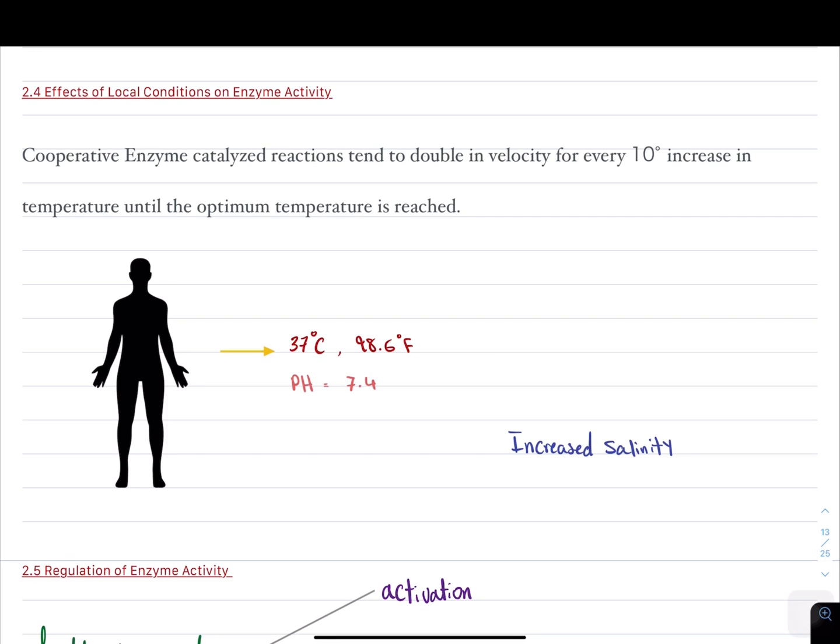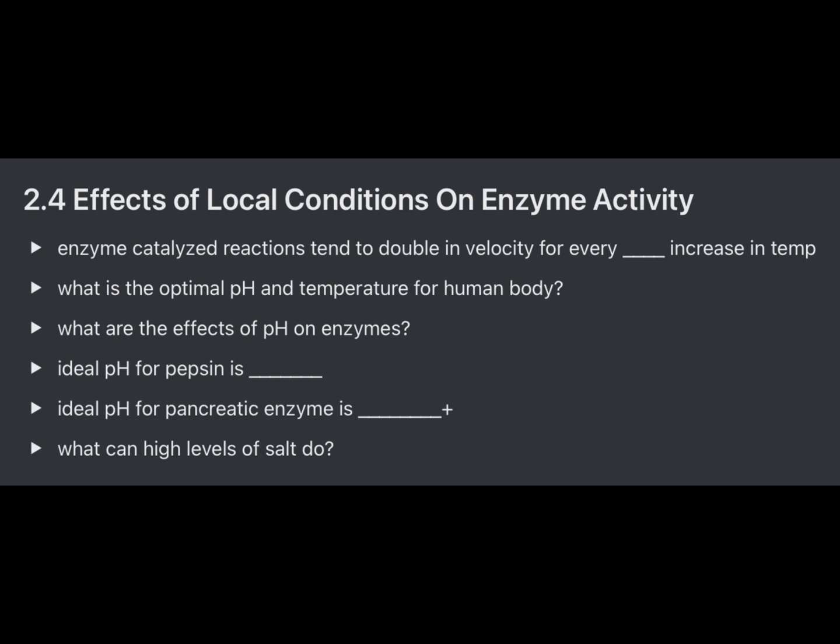And then we have the pancreatic enzymes, which work in small intestine, and they are maximally active around a pH of 8.5. Last thing mentioned in this section is that if the levels of salt increases, it can disrupt hydrogen and ionic bonds, which will cause conformational changes in the enzyme, and it can even sometimes denature the enzyme. Okay, and we are done with section 4, and here are the study questions.